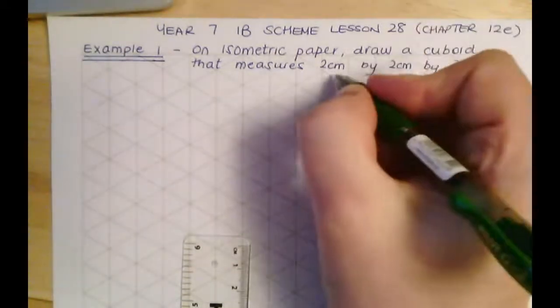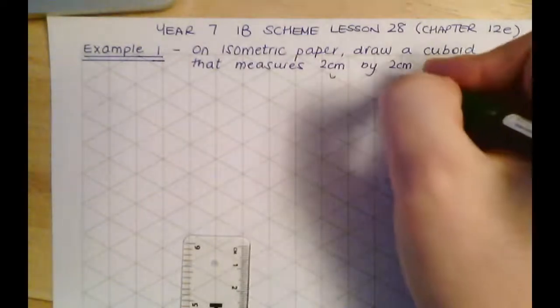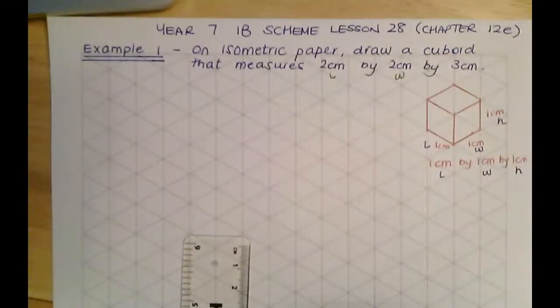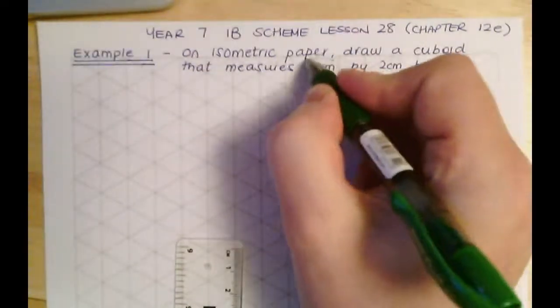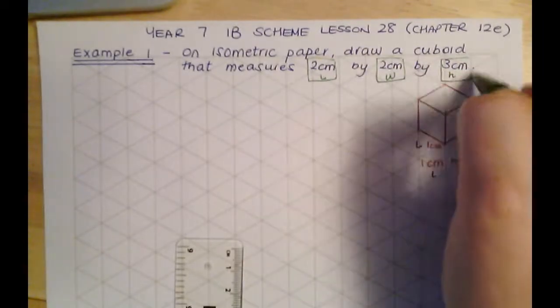Now, if I just look at the question, that's going to be my length, that is going to be my width, and that is going to be my height. So 2 centimetres is my length, 2 centimetres is my width, and 3 centimetres is going to be my height.